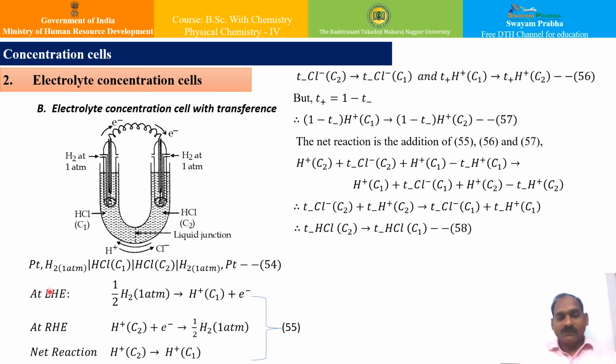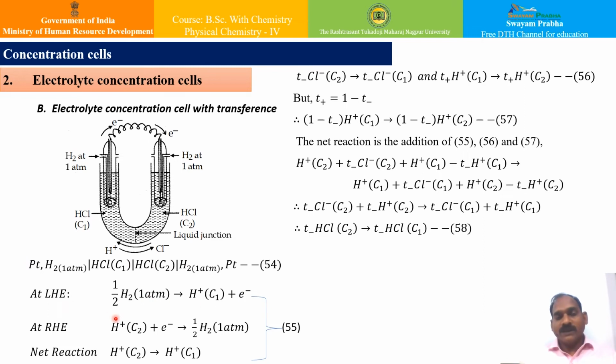So a platinum electrode, which is encapsulated in one glass tube at hydrogen pressure of 1 atmosphere, is in contact with the H plus ion concentration, that is HCl at concentration C1, which is connected through the liquid junction with the other half cell, that is HCl at concentration C2, in which the other platinum electrode is encapsulated in hydrogen at 1 atmospheric pressure. So this is the complete cell.